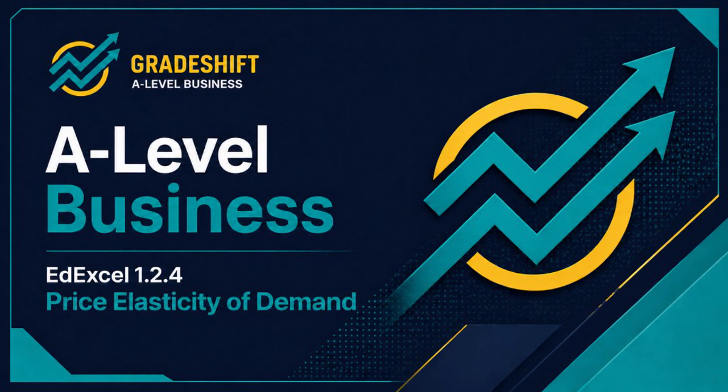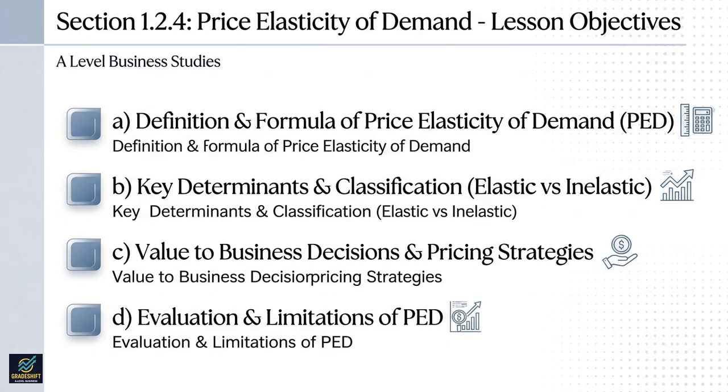In this lesson, we are covering Section 1.2.4, Price Elasticity of Demand, a key concept in marketing and pricing strategy that is regularly assessed in both data response and essay questions. In this lesson, you will learn the exact definition and formula for price elasticity of demand, its key determinants, how to classify demand, its value to decision-making, strategies to reduce elasticity, and how to evaluate its limitations.